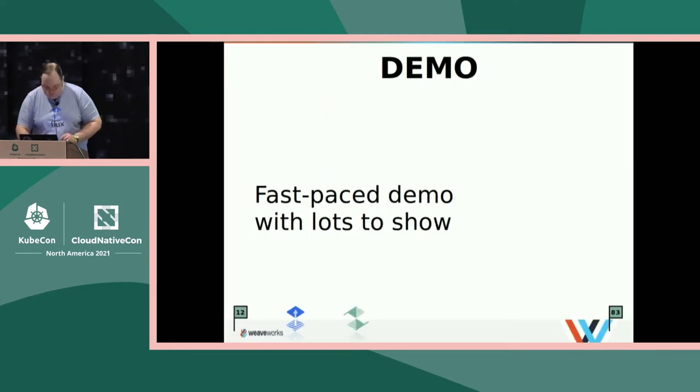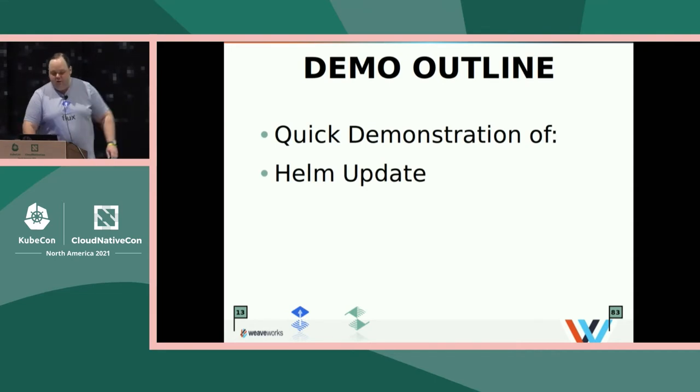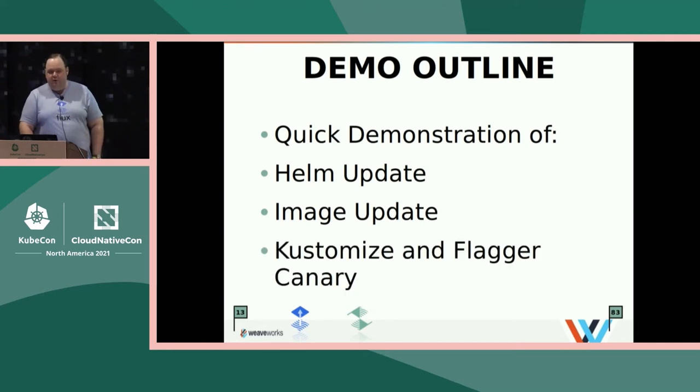And I'm going to try to catch up with that guy at the bottom there. As we go, this is a progress indicator to help us keep the pace. So we're going to outline what we're going to show exactly here. We're going to do a Helm update. And actually, we're going to do it in a mostly automated way. And then we're going to do an image update. And when we do the image update, the first time, we're just going to do an image update. It'll be quick. And the second time, we're going to use Flagger. So we can see the image update go in a progressive delivery style.